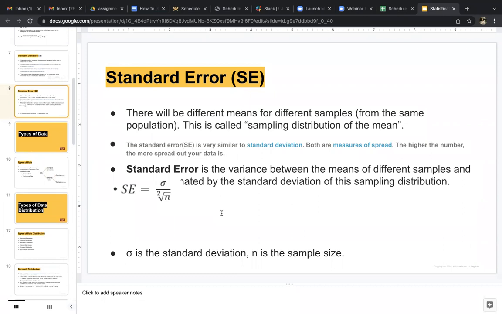So again, the standard error is the variance between the means of different samples, and it is denoted by the standard deviation of this sampling distribution. So how do you calculate the standard error? Your standard error is nothing but your standard deviation divided by the square root of the sample size. That will give you your standard error. So standard deviation and standard error both go hand in hand.